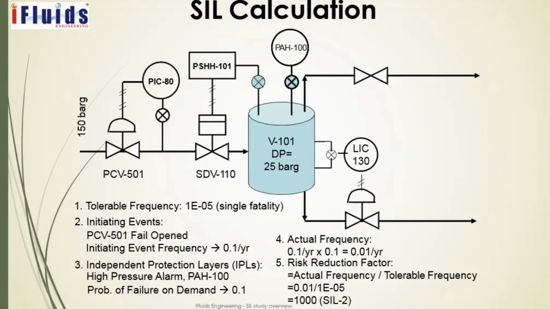So the risk reduction factor is calculated by actual frequency divided by tolerable frequency. That comes to 1000. This is SIL 2 rated. And anywhere in the world you can see almost 90% of the things are SIL 2 rated. We can have a better rating like SIL 3 and SIL 4, but we have to work out the commercial part of it also. SIL 4 is practically not possible. SIL 3 you need to invest more on that. So SIL 2 is safe.